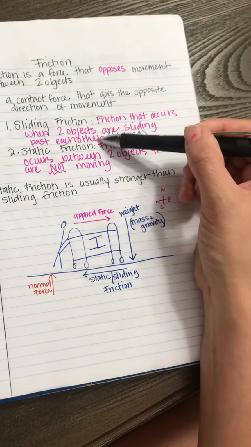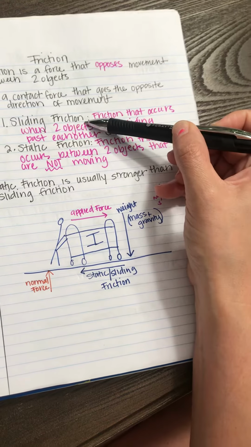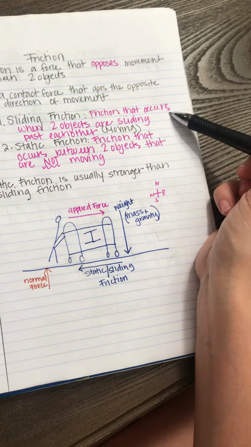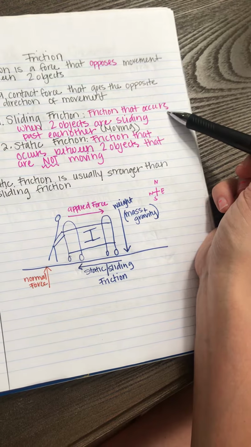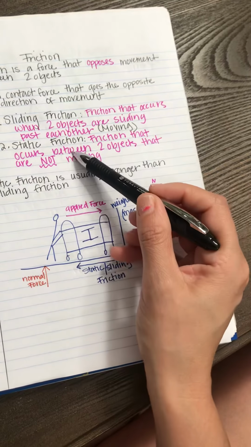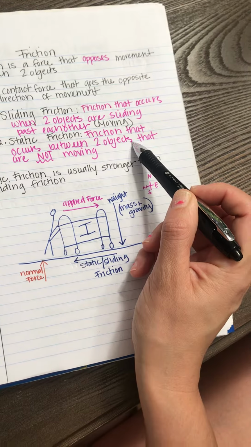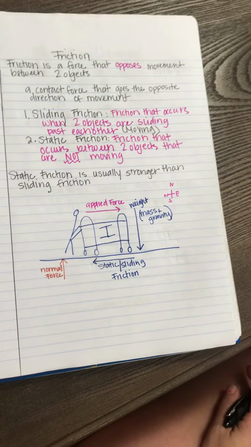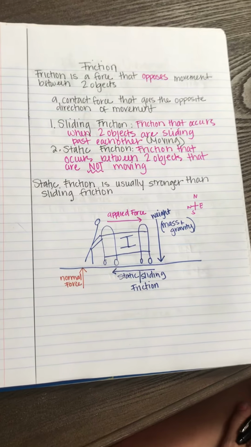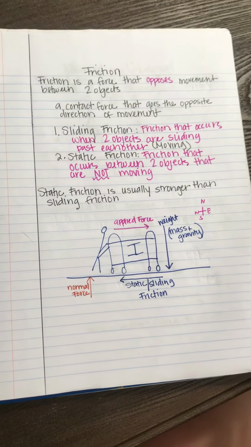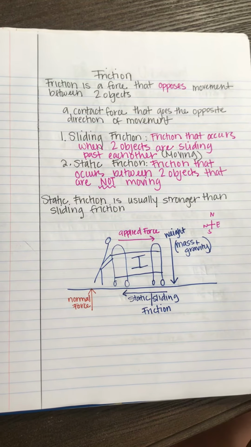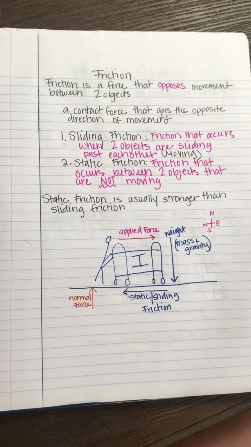The two types of friction that we're going to focus on are sliding friction, and this is a friction that occurs when two objects are sliding past one another or moving, and static friction. This is the friction that occurs between two objects that are not moving. So right now, if you look at my notebook, there is friction on the table that is keeping my notebook from falling off or sliding off.